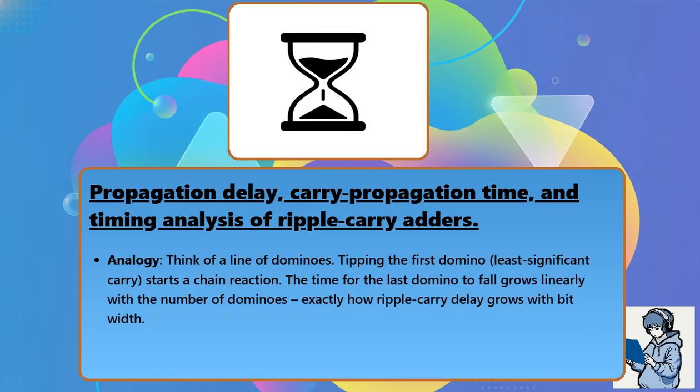Analogy: think of a line of dominoes. Tipping the first domino, the least significant carry, starts a chain reaction. The time for the last domino to fall grows linearly with the number of dominoes, exactly how ripple carry delay grows with bit width.